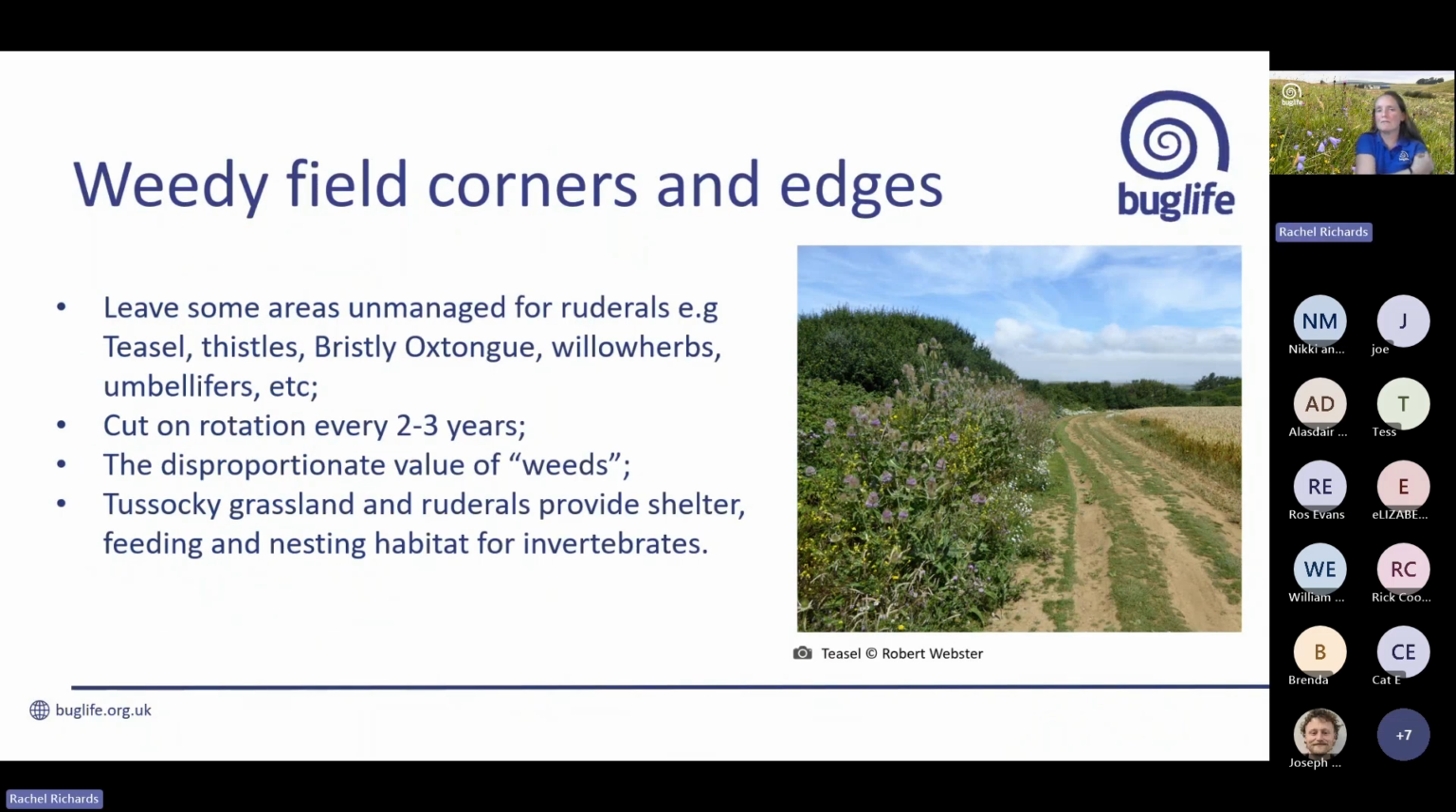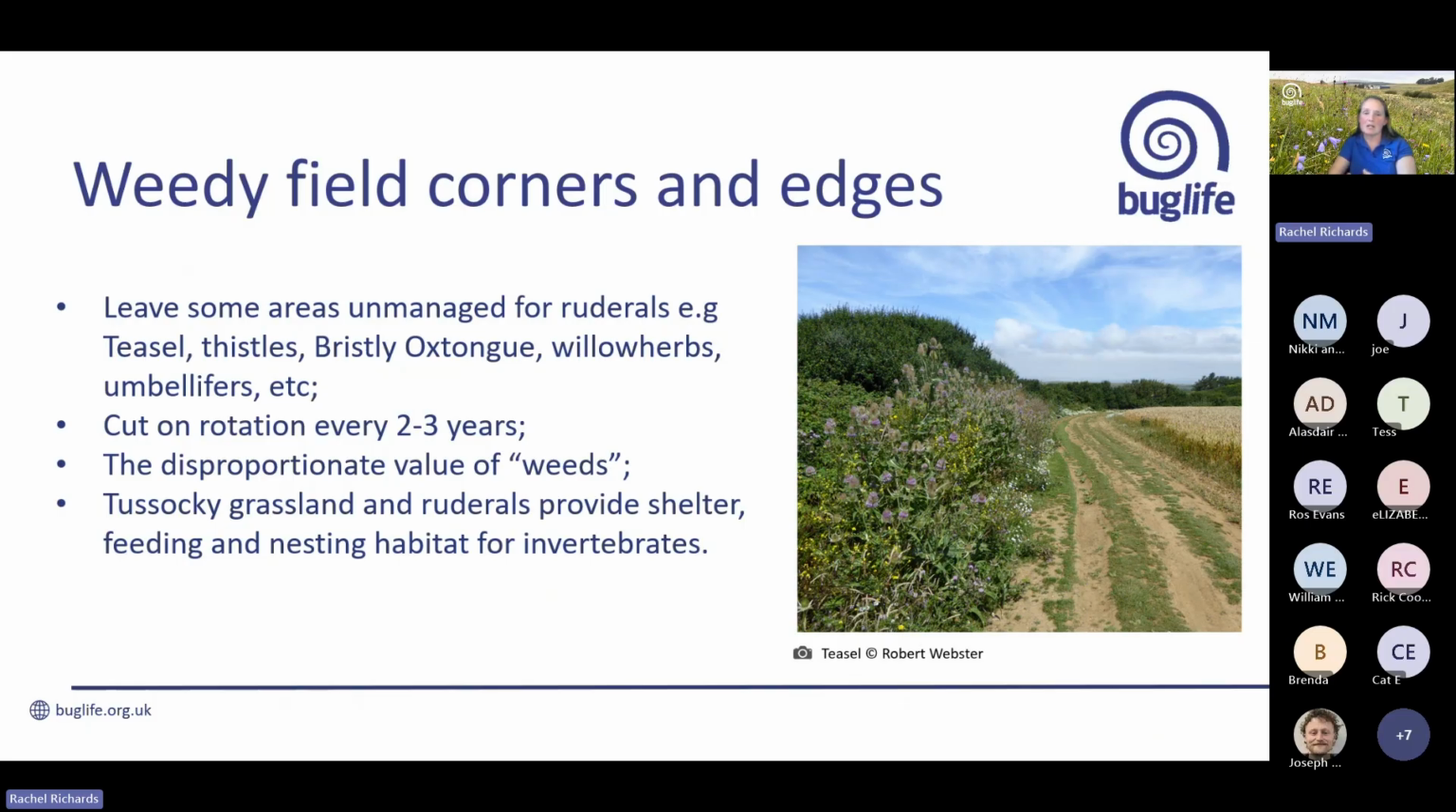And then just sort of weedy field corners and edges and track edges and things. So I think people often really undervalue weeds. You know, it's in the name, we kind of think of it as a bad thing. We prefer not to use the term weed because they are ultimately wildflowers. So things like thistles, docks, not so much, I guess I'm thinking more about flowers for pollinators.